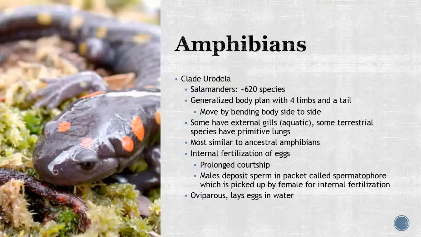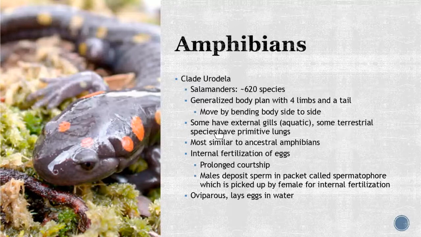So the first clade is Urodela. These are your salamanders, about 620 species. Generalized body plan, they have those 4 limbs and a nice long tail. They move by bending their body side to side, and it's kind of fun to watch a salamander walk. Now, some are going to have external gills, the ones located primarily in aquatic regions, and some of them are going to have very primitive lungs because they are adapting to terrestrial environments.